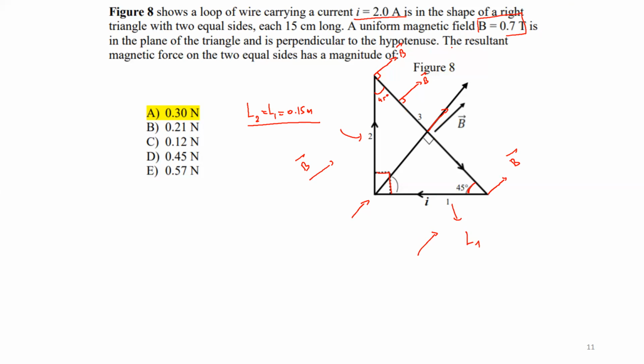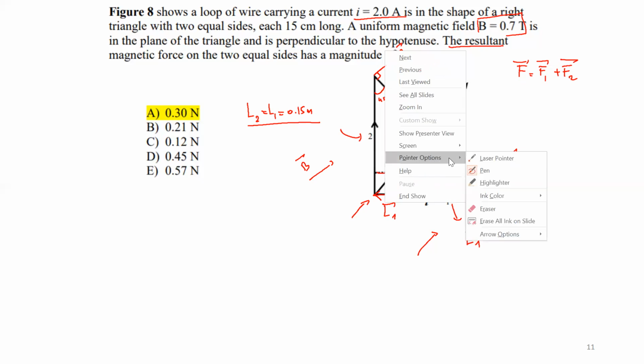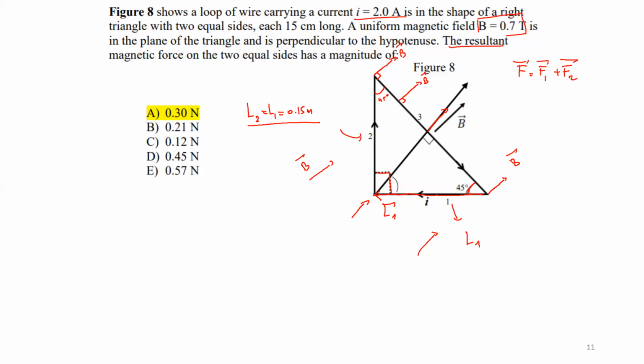Now, what's the question? The resultant magnetic force on the two equal sides has a magnitude of. So basically, I want the resultant F, which is F1 plus F2. Okay. So I want to get the magnetic force on the first part, which is 1 here. By the way, this is L1 vector. And then I want to get the magnetic force on the second equal side.